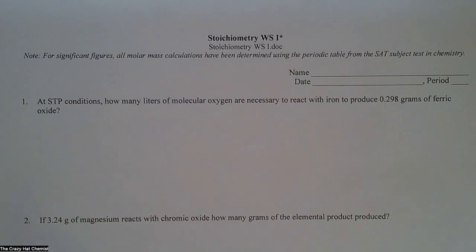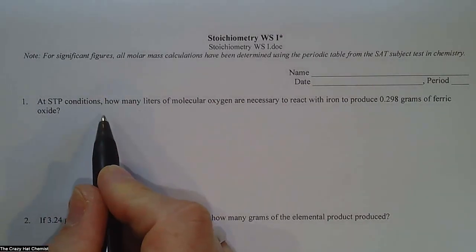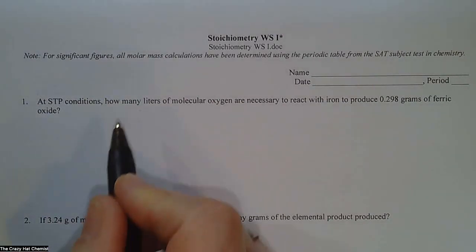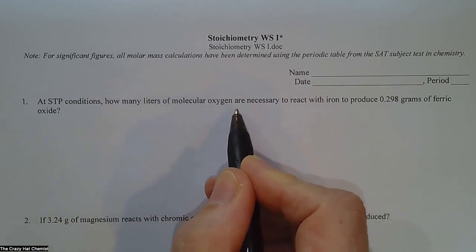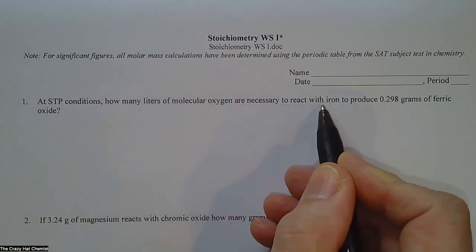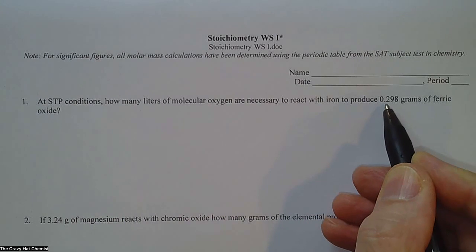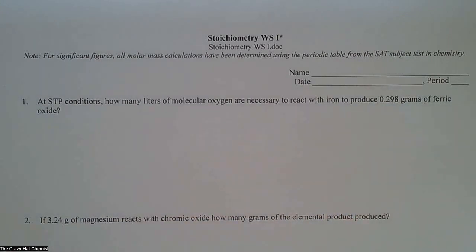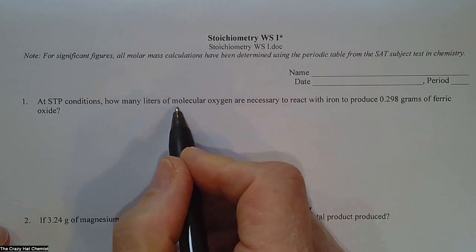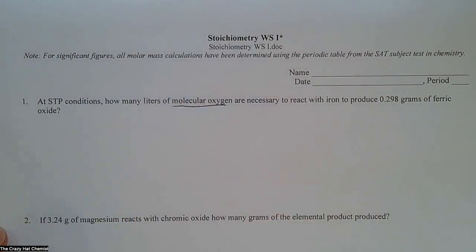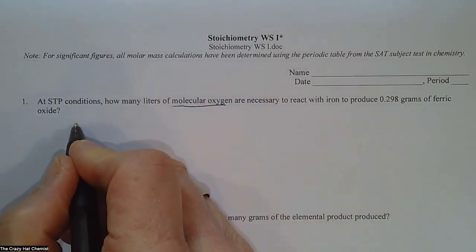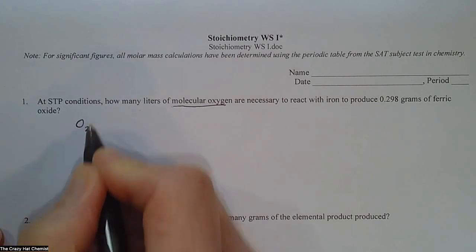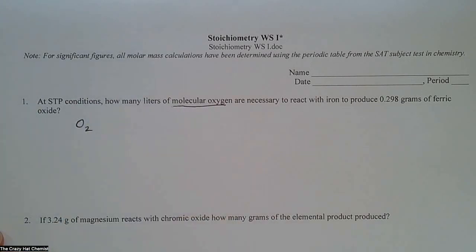All right, so this first problem says, at STP conditions, how many liters of molecular oxygen are necessary to react with iron to produce 0.298 grams of ferric oxide? So the first thing that we need to do here is we need to write a balanced equation. So we're going to have molecular oxygen. Molecular oxygen is O2, because it's a diatomic molecule.